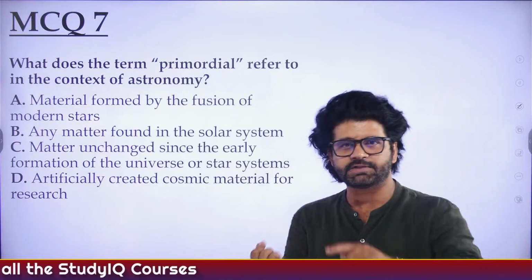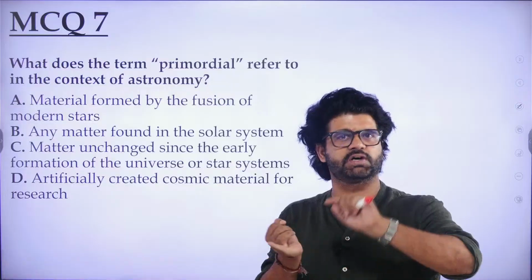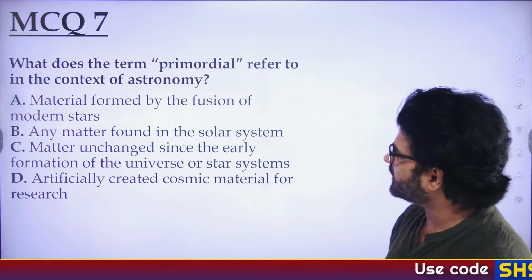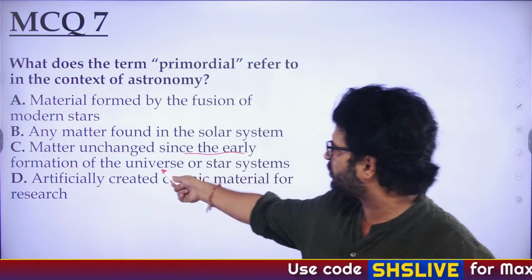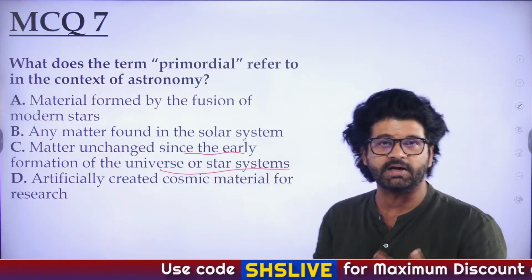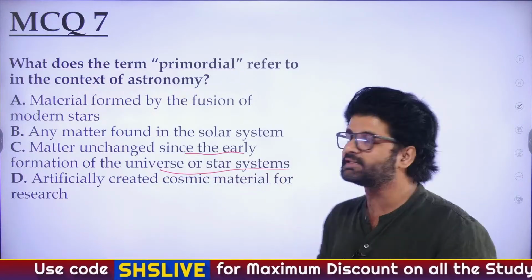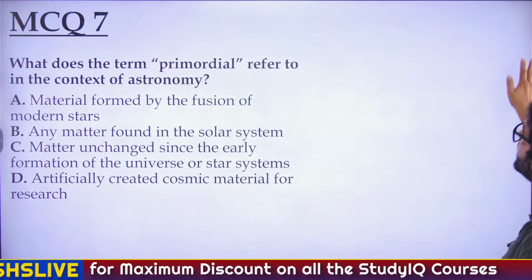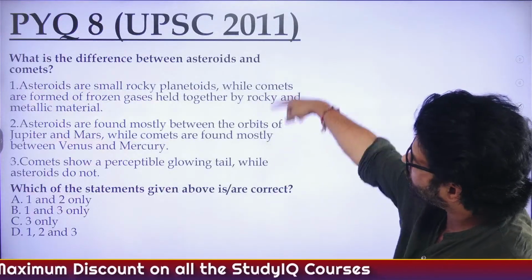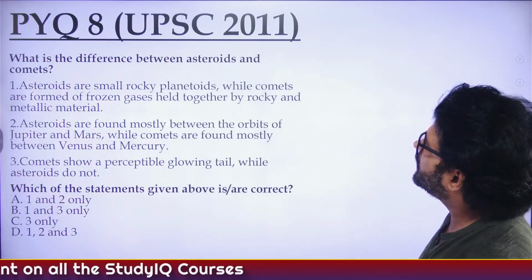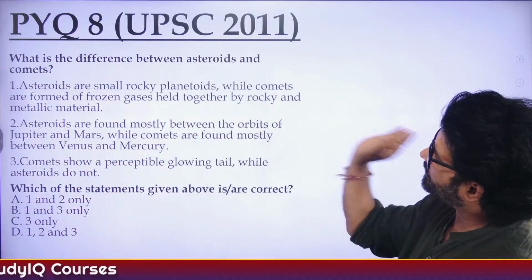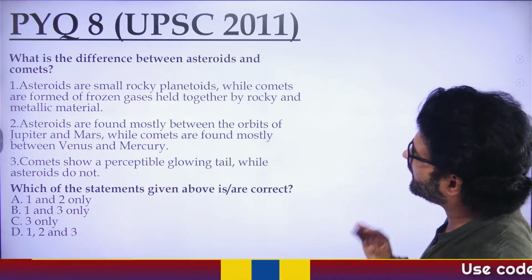Primordial material. We are saying this three-eye atlas is primordial in nature. It's very old. So the answer is matter unchanged since the early formation of universe or star system. That is the meaning of primordial. So again, in science and tech, in space, these are the words which are very important. Let's solve PYQ 11. P means 8th question of the day, which is a PYQ asked by UPSC in 2011.